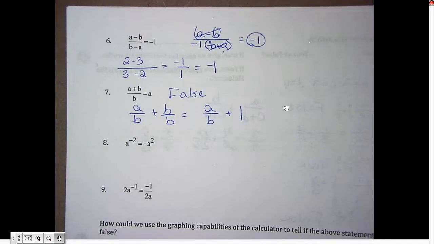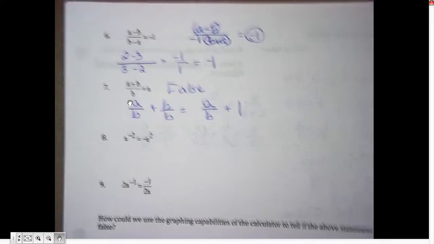So these B's cannot just cancel out because they happen to be the same. The A plus B is a quantity, and the only way you can legally separate them is to make sure that that B in the denominator goes to both pieces of the numerator. So the rest of these deal with exponents, properties of exponents.